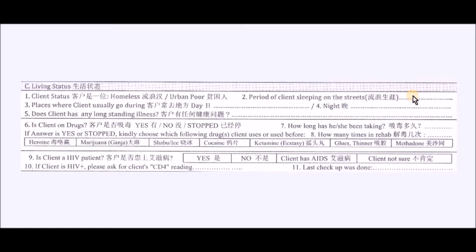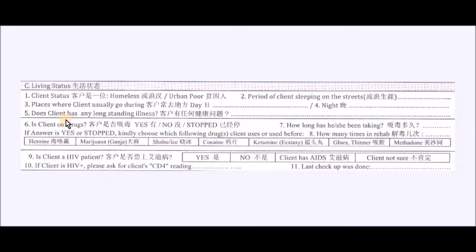The next question is an important question, which is the places where the client usually goes during the day and during the night. This is important because we need to know the whereabouts of the clients so that we can find them. If the client has any long-standing illness, please record it down here.